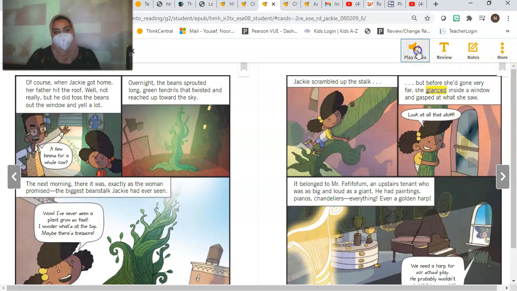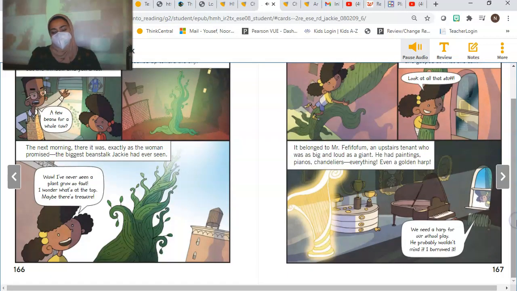Let's keep reading. But before she'd gone very far, she glanced inside a window and gasped at what she saw. Look at all that stuff! It belonged to Mr. Fee-Fi-Fo-Fum, an upstairs tenant who was as big and loud as a giant. He had paintings, pianos, chandeliers, everything. Even a golden harp. We need a harp for our school play. He probably wouldn't mind if I borrowed it.